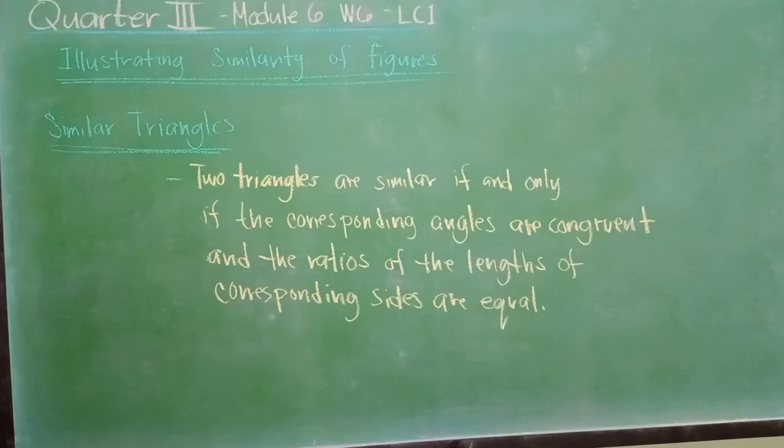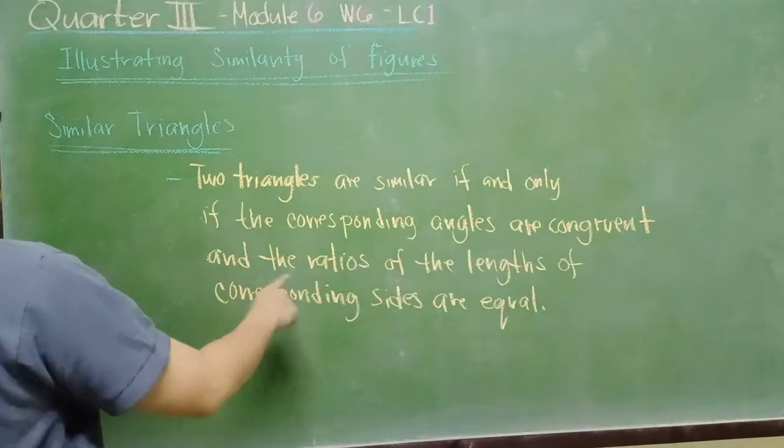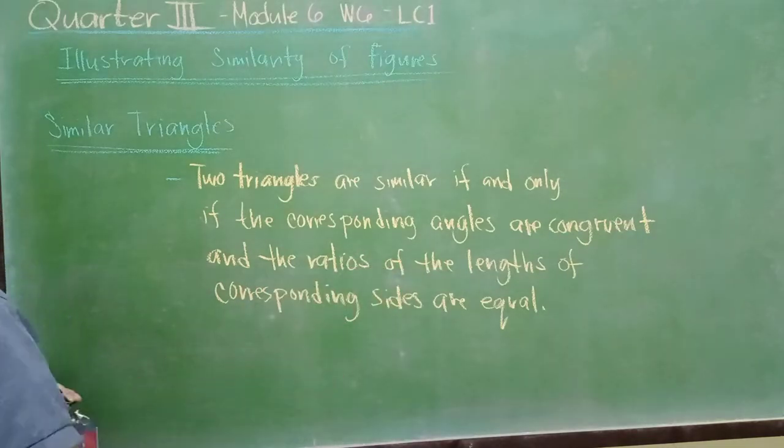For quarter number 3, module number 6, week 6, LC number 1, illustrating similarity of figures. Now for similarity, we will start with similar triangles. Two triangles are similar if and only if the corresponding angles are congruent and the ratios of the lengths of corresponding sides are equal.